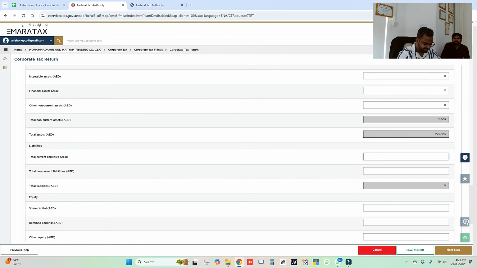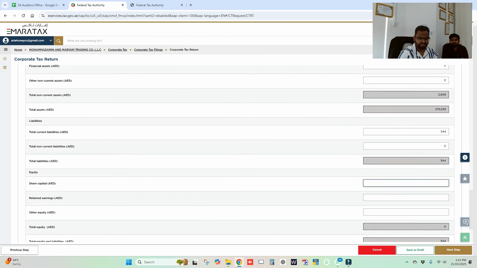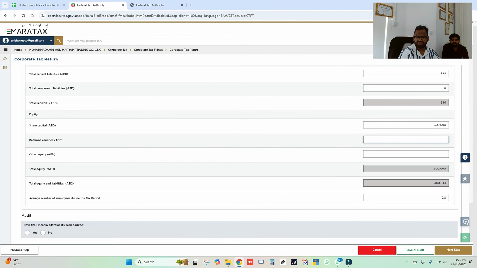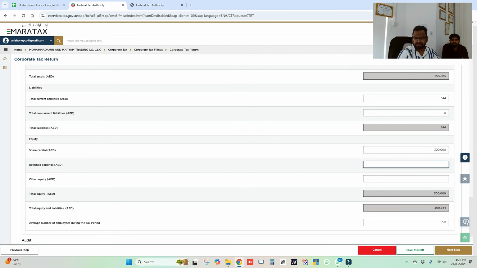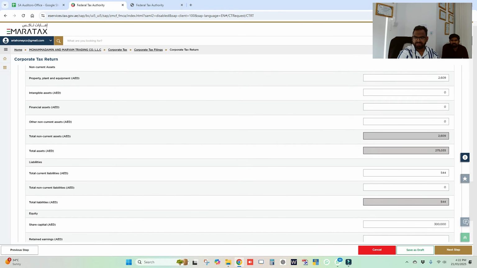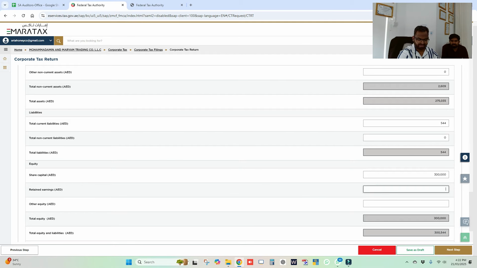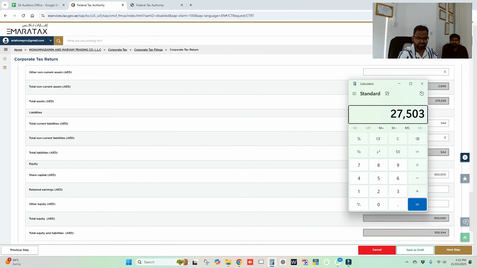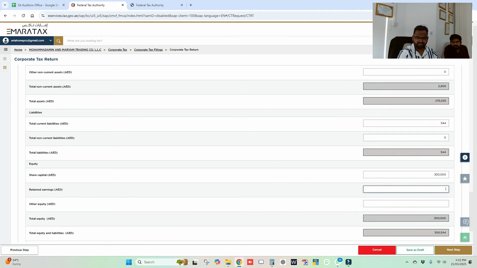Total current liabilities, they have a very small liability. Share capital they have 300,000. Okay, so total is 300,544. And we have retained earnings in negative, it should be. It is 275,035 minus 300,544, 25,509. So this should be the same as this one, 275,035, 275,035.